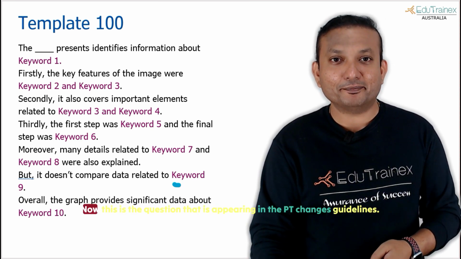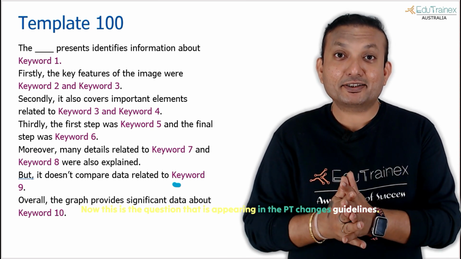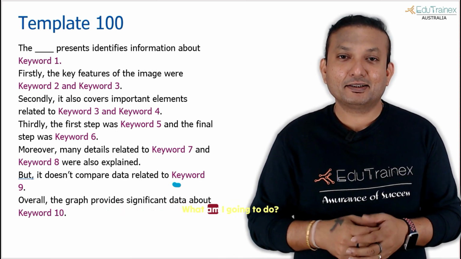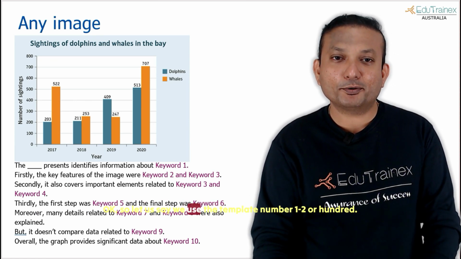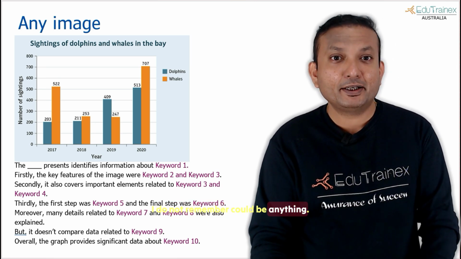Let's do a sample question. Now, this is the question that is appearing in the PTE changes guidelines. Okay, if you go on Pearson PTE, this is the image that you will see. What am I going to do? I'm using one of the templates. Okay, so let's say we use the template number 1, 2, or 100. I don't remember. Could be anything.